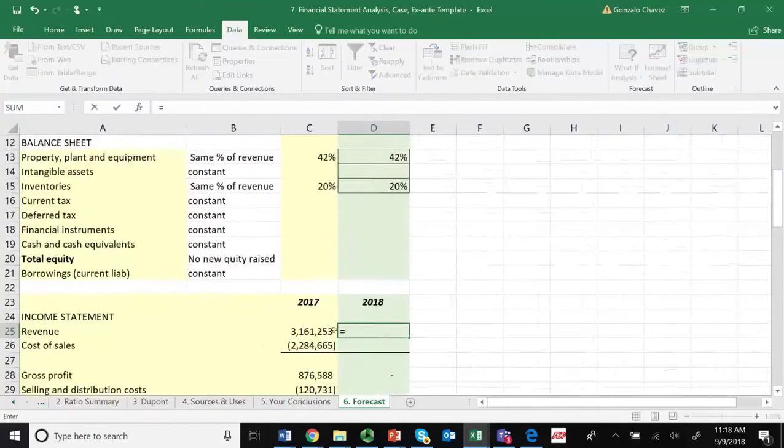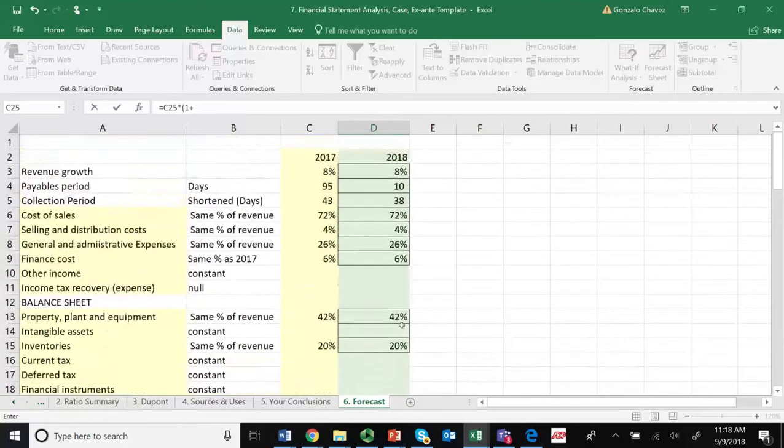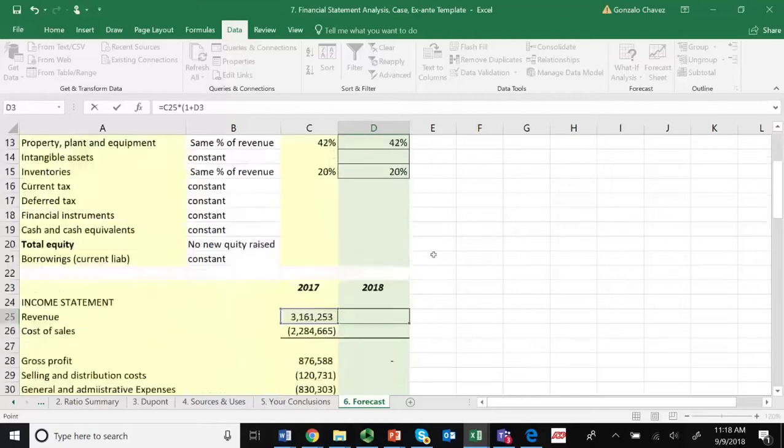So equal sign, just take the previous revenue, right, in 2017, and you're going to multiply that times 1 plus. Okay, so open parentheses, 1 plus. And what is the growth rate? You scroll up into the assumptions area, and it's very useful to have the assumptions area on top because you can just grab these assumptions and put them in your financial statement. So grab this 8%. So you're really obtaining the cell reference, right? And then close parentheses.